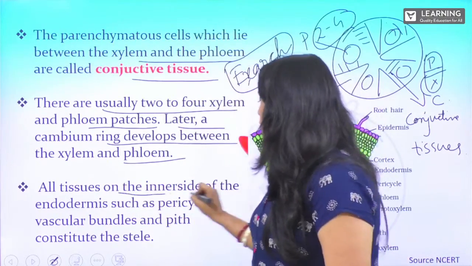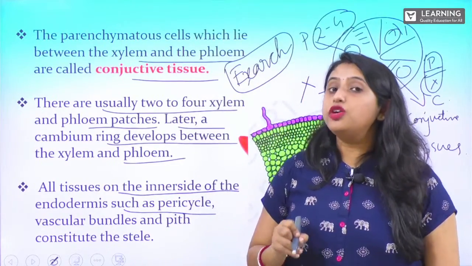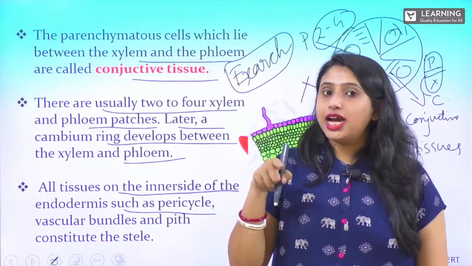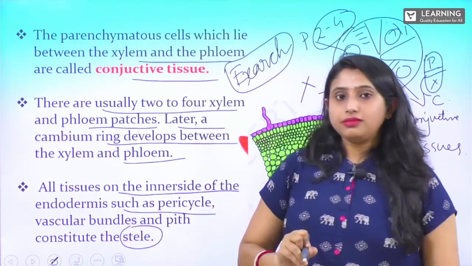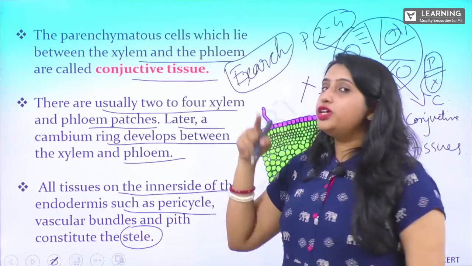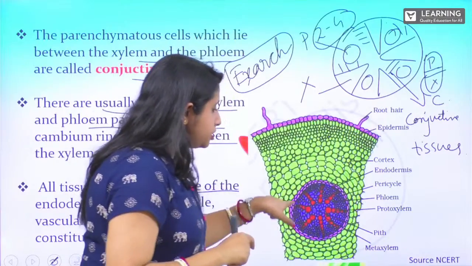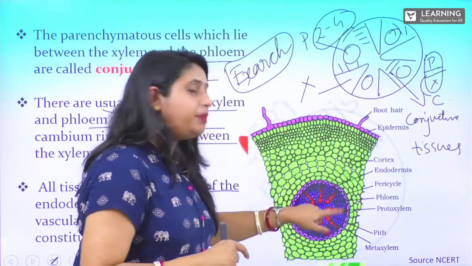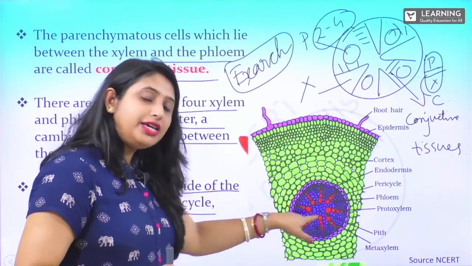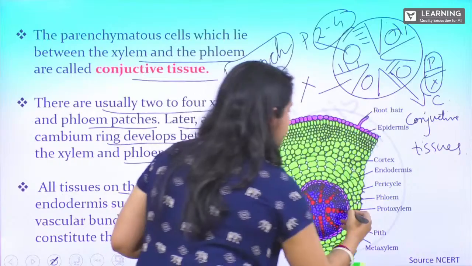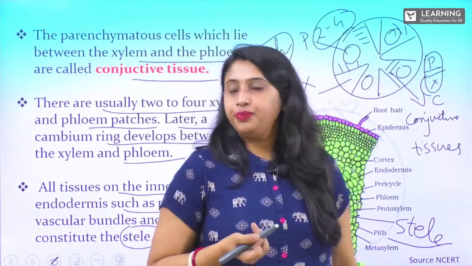All the tissues on the inner side of the endodermis, such as the pericycle and vascular bundles, what do we call them? Everything inside the endodermis we call the stele. Clear? Which one is the endodermis? This purple-colored layer is your endodermis. So everything inside the endodermis we call the stele. Is that clear? Okay.